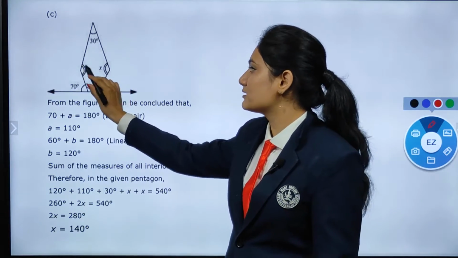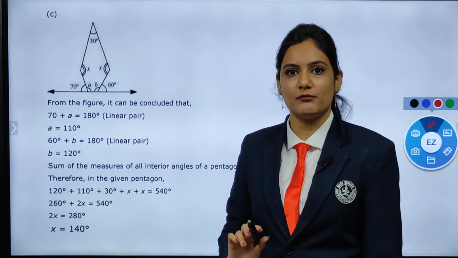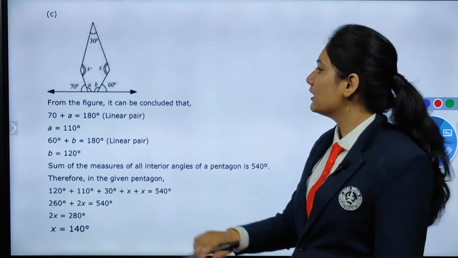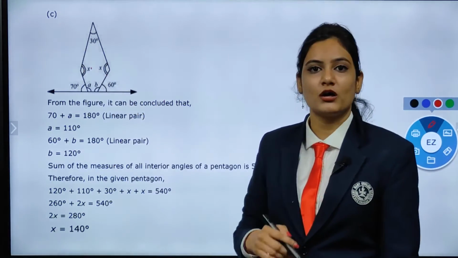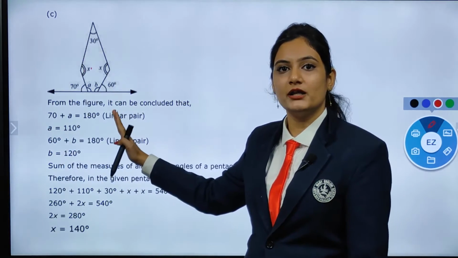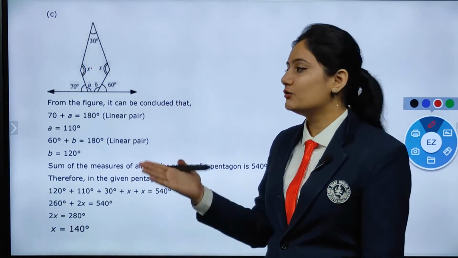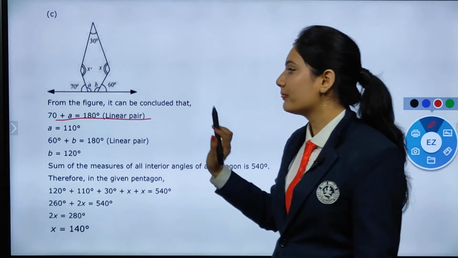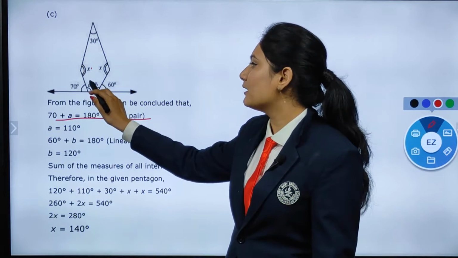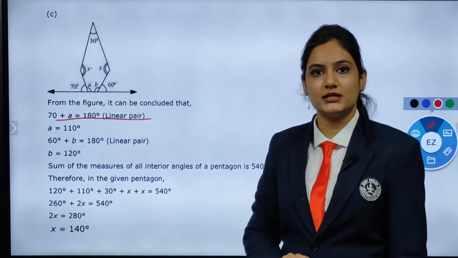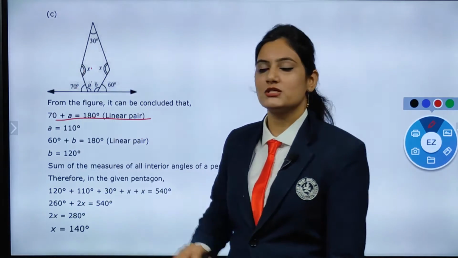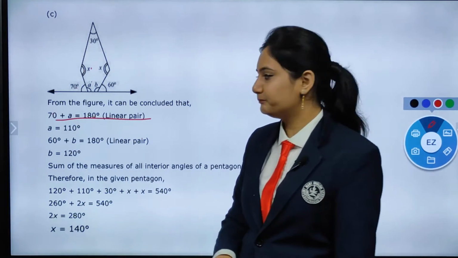There are two angles of x. Both the values are the same, as both the letters are the same. Here A and B are not given, but the exterior angles are given. So how can you find the interior angle? By using the linear pair, as they are forming a linear pair. So it will be 70 plus A equals 180 degrees. So A will be equal to 180 minus 70, which equals 110.